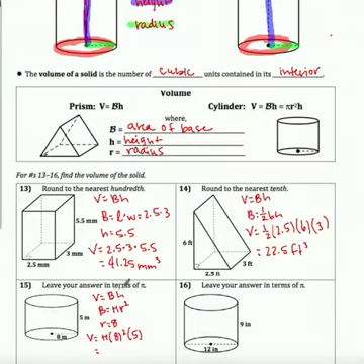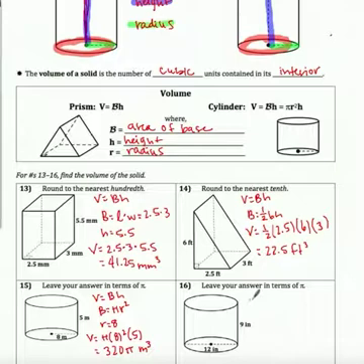And so because it says leave it in terms of pi, we just need to multiply 8 squared times 5, so 64 times 5. And that will give us 320, and we're going to leave that pi in our answer. So remember, it's going to be meters cubed for our units.